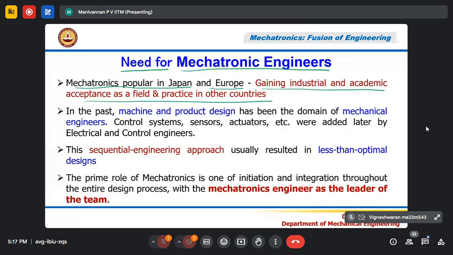So it is gaining acceptance in industry, and now you have a BTech in mechatronics and a PhD in mechatronics, because mechatronics has become part and parcel of industry and academia. That's what I want to say. In the past, machine or product design was the domain of mechanical engineers. I'm talking about a mechanical product. There were no electronics, no sensors, no control system, no computer. So it was purely mechanical.